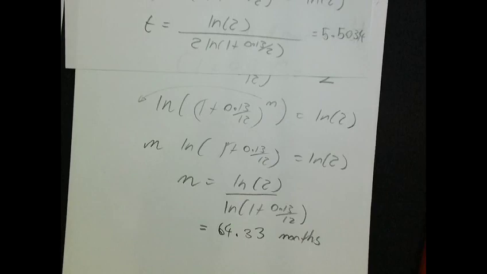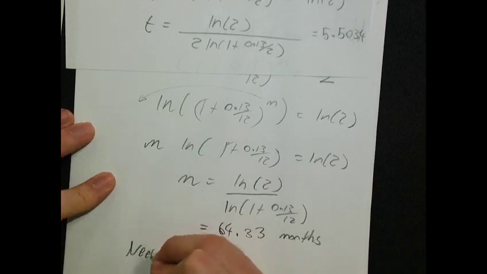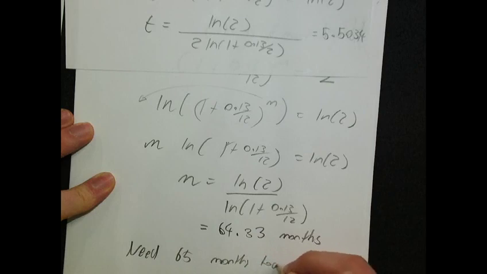So that's what I get, months. So I'm going to have to wait till the 65th month to properly get over the 3,000 mark. Because it's 64 and a third months, right? Since it only happens every month, I'm going to have to wait till the next month. So I need 65 months to get over the $3,000 mark.